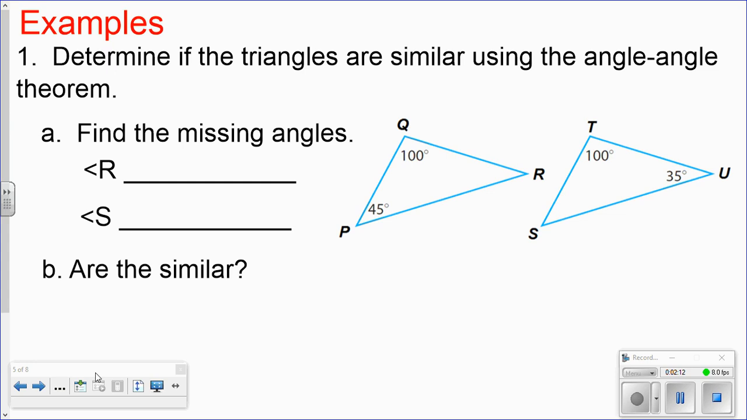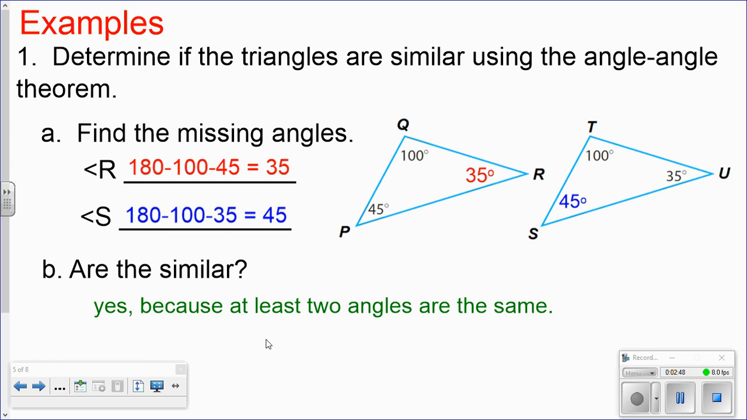Determine if the triangles are similar using the angle-angle theorem. I have these two triangles, but I only have two angles in one of them and two in the other. So the first thing I need to do is find this missing angle R. To do that, I take 180 degrees minus the 100 minus the 45, and angle R is 35 degrees. I'm going to do the same thing to find angle S. So 180 minus the 100 minus the 35 gives me 45. Now I can see that at least two of the angles are the same, and so the triangles are similar.